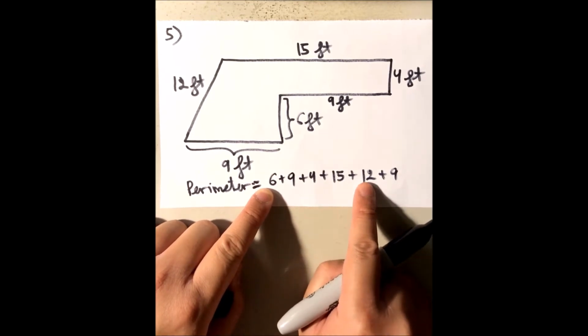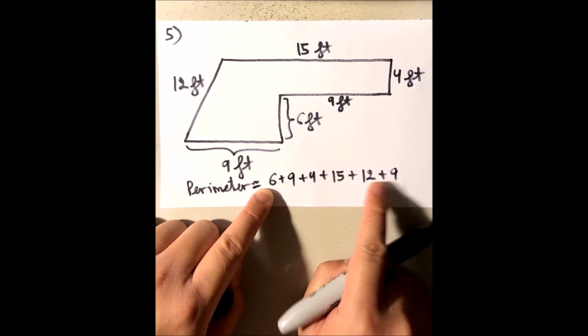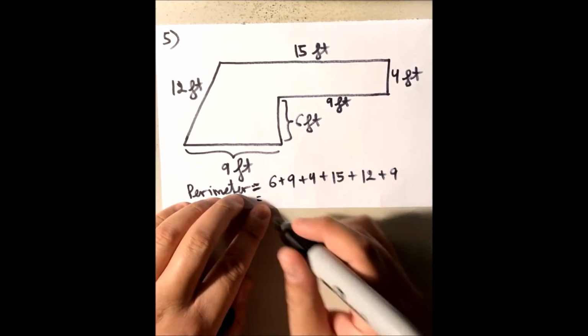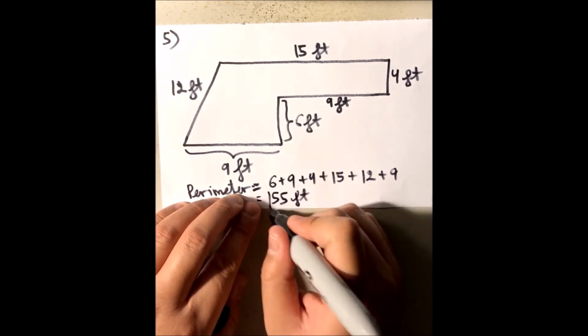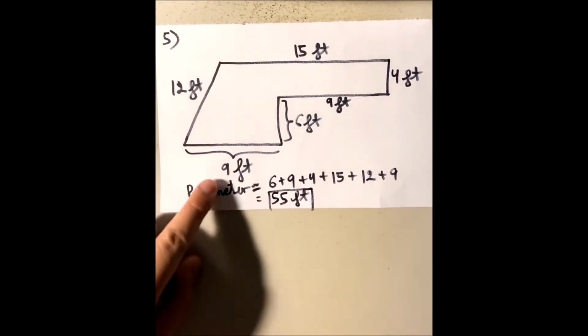34 plus 12 is going to be 46. 46 plus 9 is going to be 55. So we got 55 feet. That's the perimeter of this irregular shape. Now, how do we find the area?